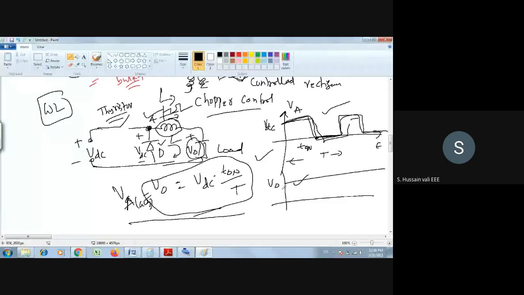Now you see here, what is the logic of the chopper control? What I'm saying is that the output voltage of the chopper you can control by controlling T on.